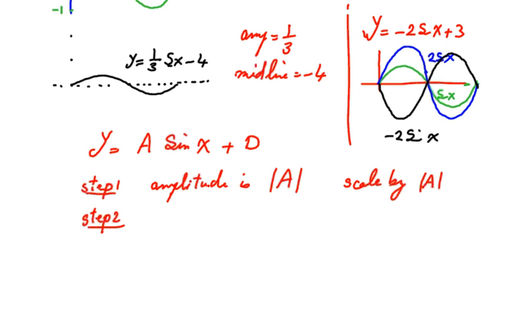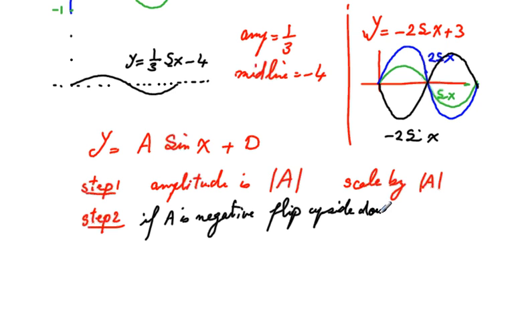So here we say, step 2, if a is negative, flip upside down. Or more properly spoken, reflect in the x-axis. Yeah, this is the x-axis. You put a mirror on the x-axis and reflect in the x-axis. The movement is in the y direction, but the reflection is in the x-axis, meaning the mirror is sitting there.